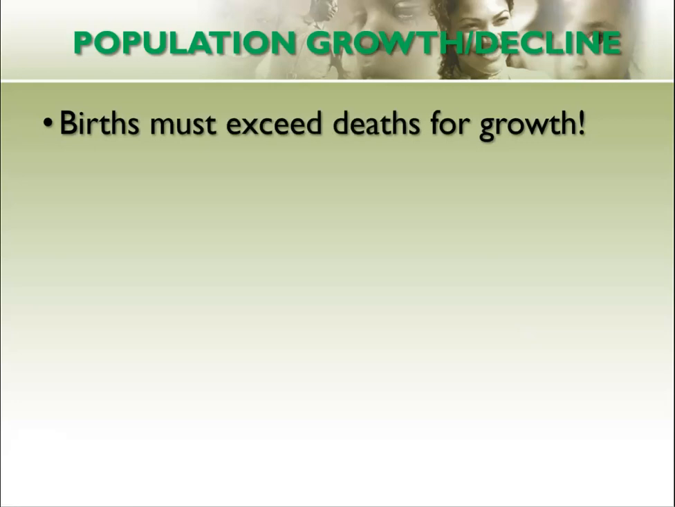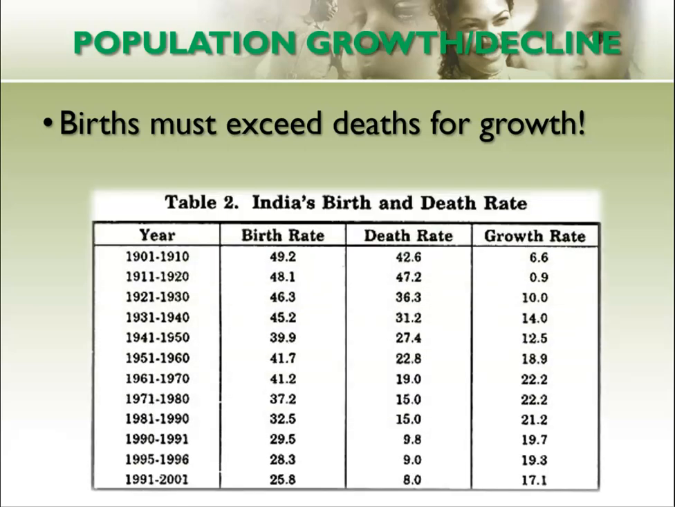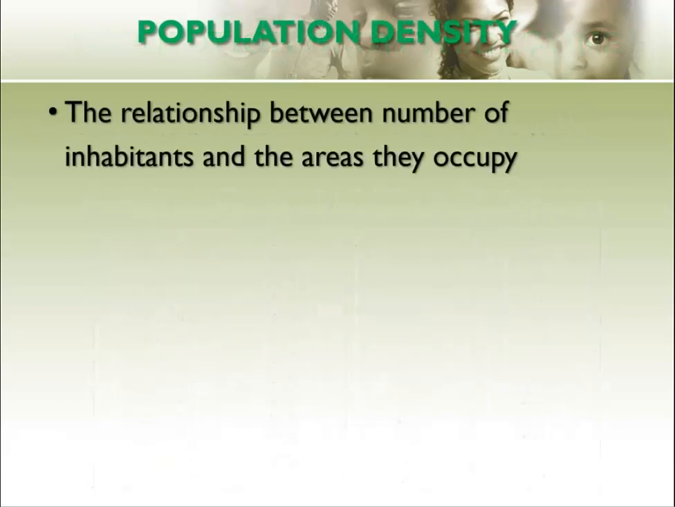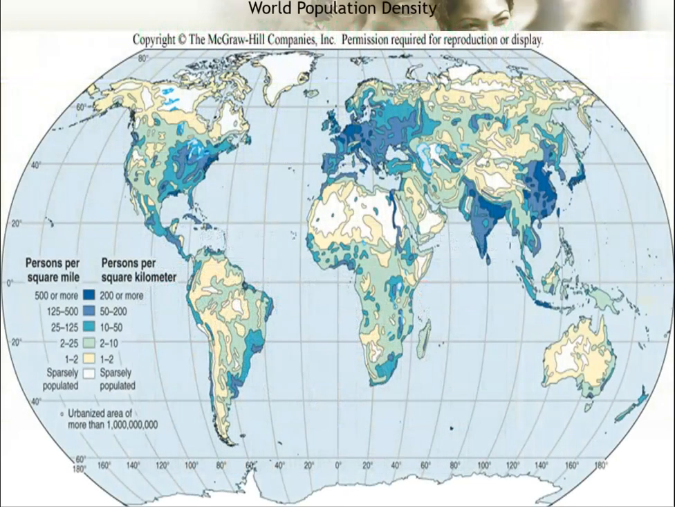Population growth or decline. If we want to estimate population growth, we must study birth and death rates. But birth rates must exceed death rates for population to grow. In this table you see India's birth and death rates. Population density is the relationship between the number of inhabitants and the areas they occupy. And this is world population density.